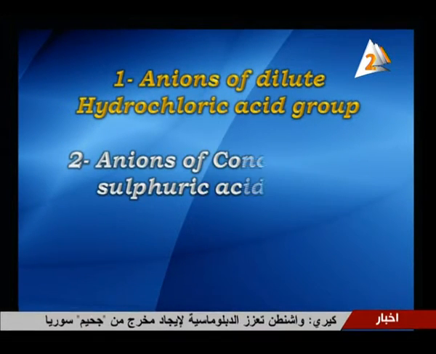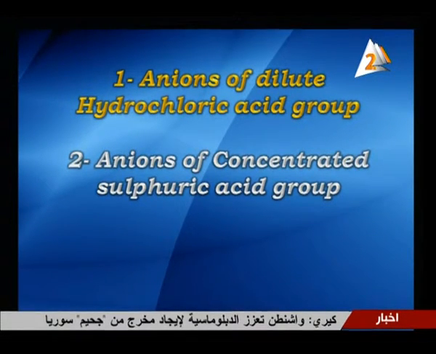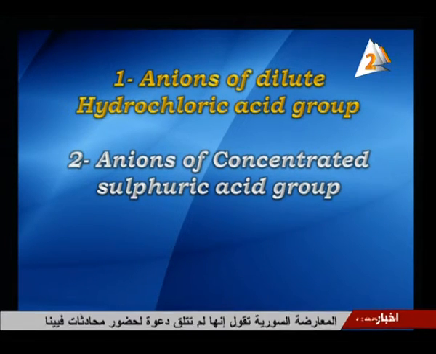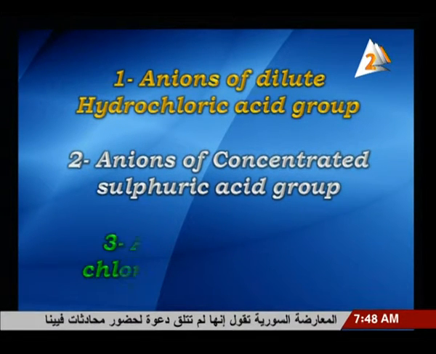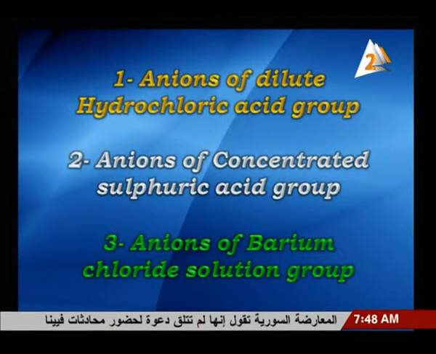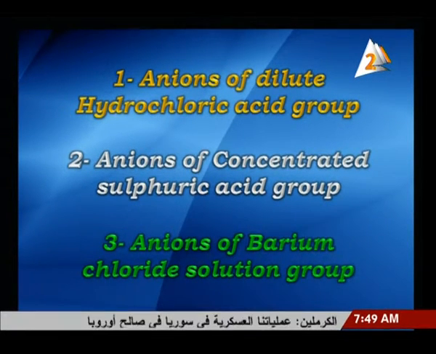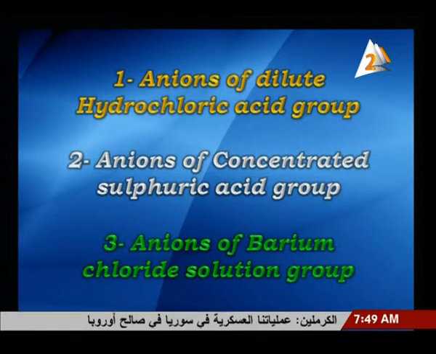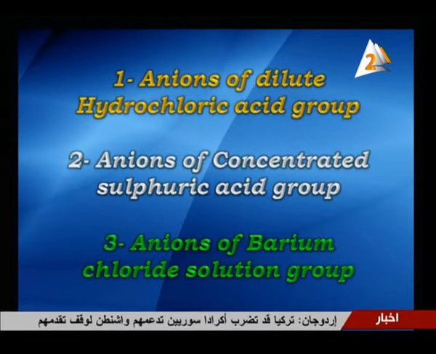The other one is the anion of concentrated sulfuric acid group. I think this is not all, we have another one. Yes, number 3, we have anions of barium chloride solution group. So here the barium chloride means what? It means a salt. So again, the first one is the anions of dilute hydrochloric acid group, the second one is the sulfuric acid group, and the last one is the barium chloride solution group.